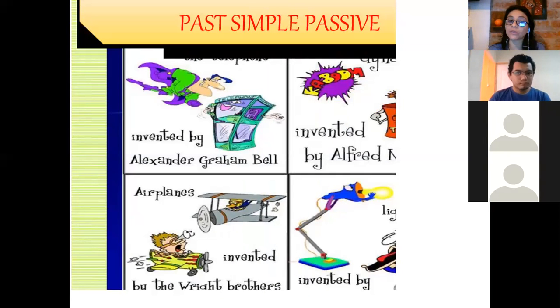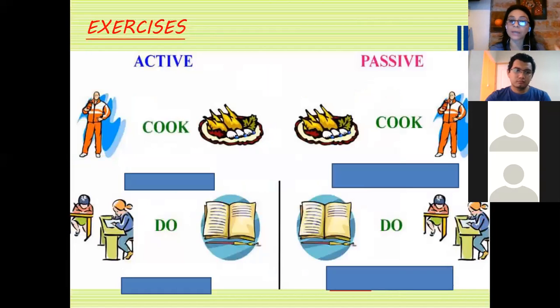So we have the telephone was invented by Alexander Graham Bell. The dynamite, we already saw that it was invented by Alfred Nobel. We had the airplane was invented by the Wright brothers, all right? And then we had the light bulb was invented by, was it Edison? I think so, right? I don't know about Edison. All right, let's go on here.